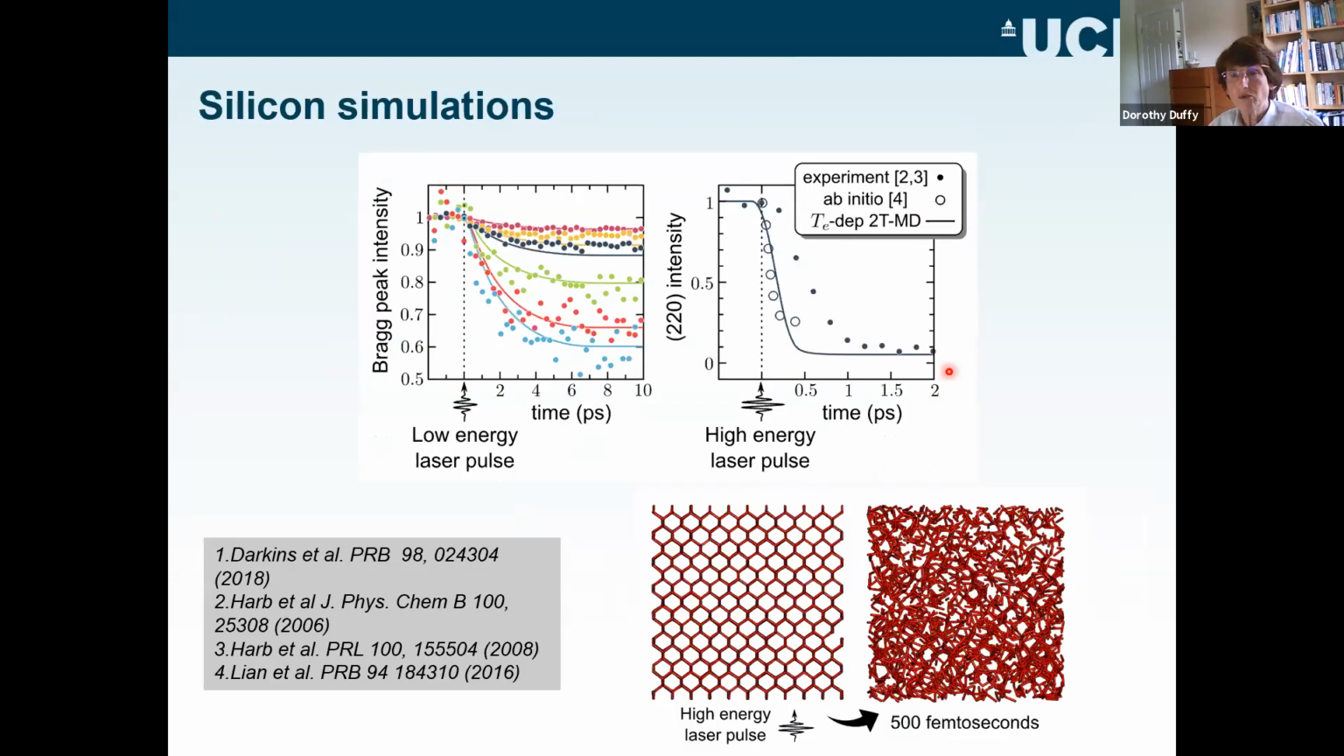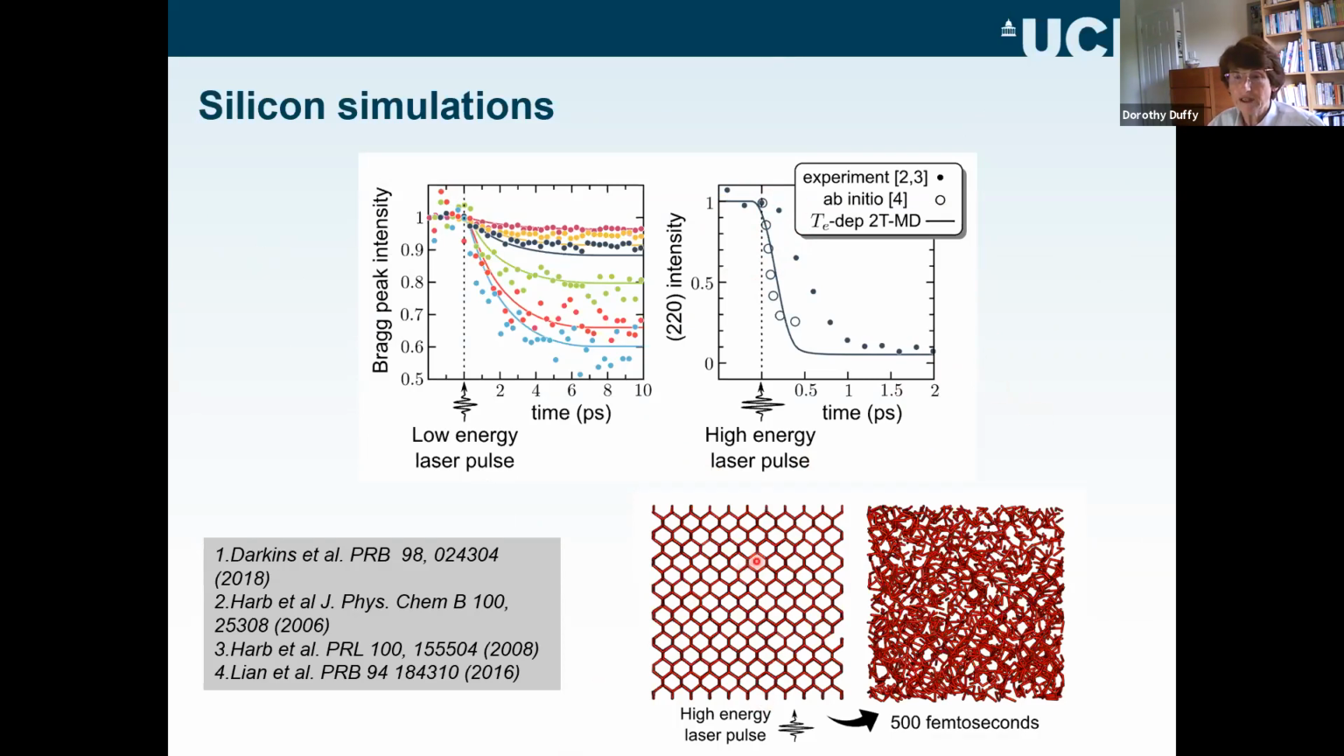And they actually agreed pretty well with experiments which had been done some time ago, and also other DFT simulations, ab initio simulations. Our line was a solid one. The open circles were previous DFT two-temperature ab initio simulations, electrodynamics, and you could see this very rapid melting. The experiments are the solid dots, which actually show slightly slower melting.